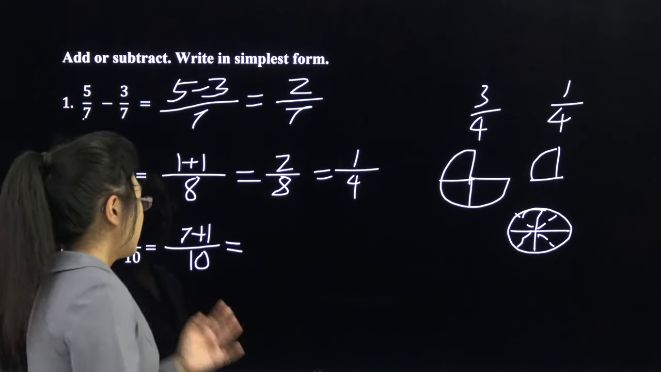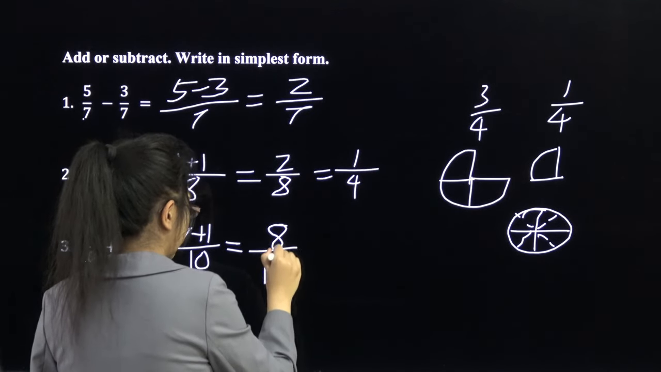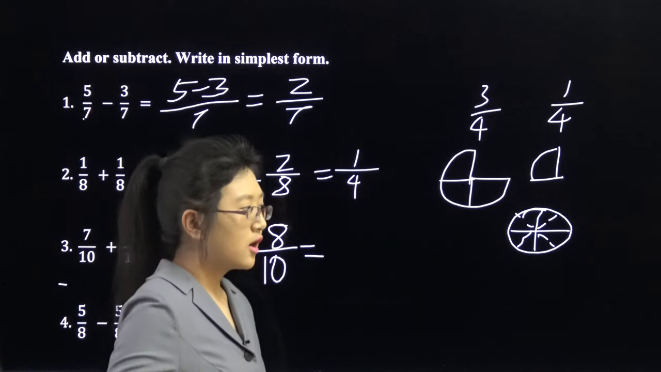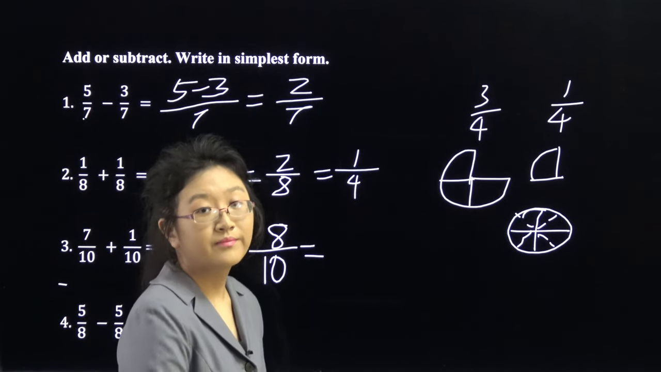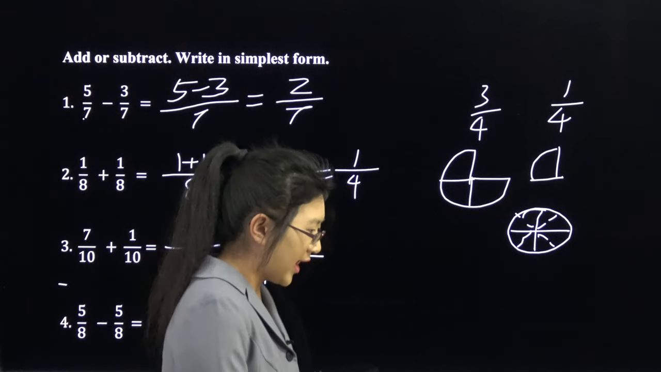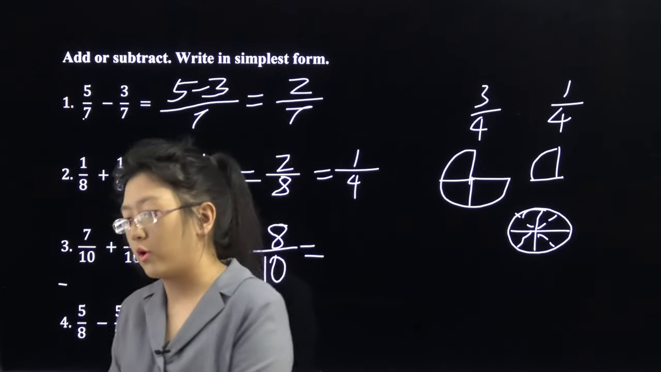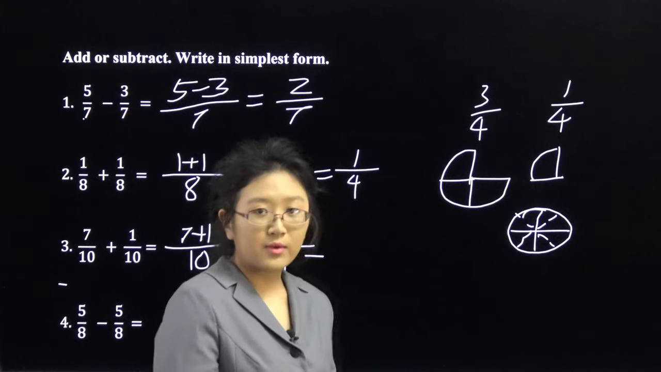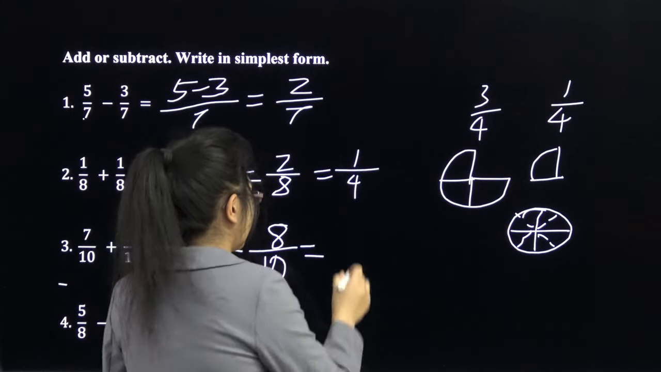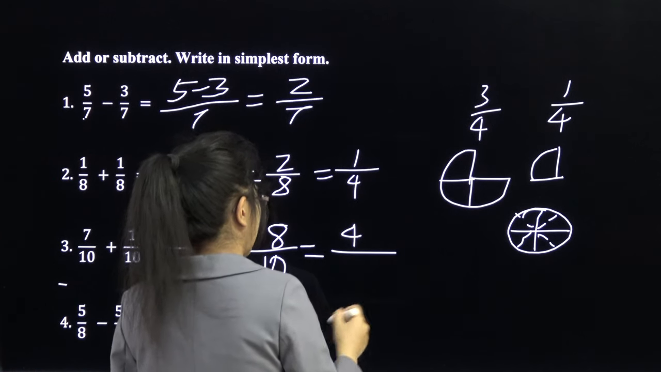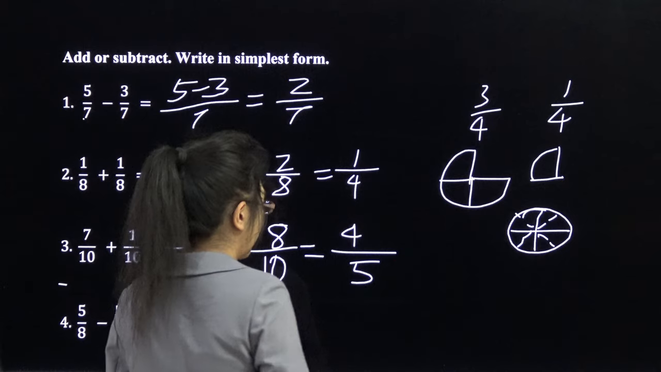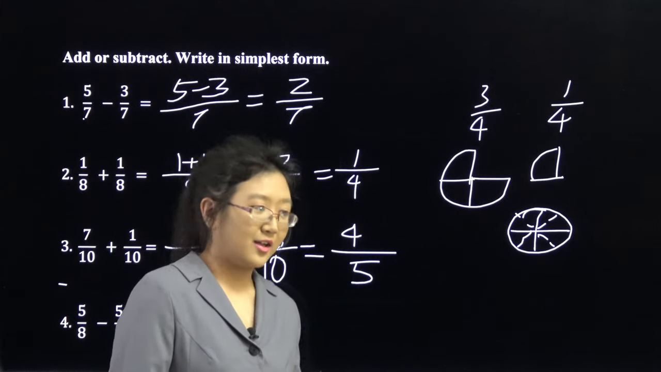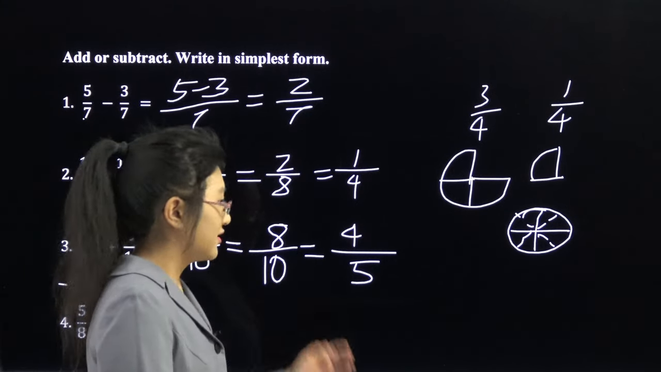Continuing swiftly on, what's 7 plus 1? 8. 8 over 10. What is the greatest common factor between 8 and 10? Well, factors of 8 include 1, 2, 4, 8. Factors of 10 include 1, 2, 5, 10. 2 is the greatest common factor between 8 and 10. So we divide both the numerator and denominator by 2. 8 divided by 2 equals 4. 10 divided by 2 equals 5. And we get 4 over 5. 4 and 5 do not share any common factors except 1. So it's as simplified as it could get.